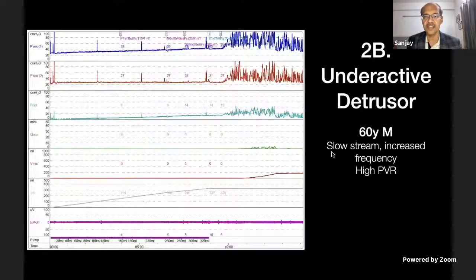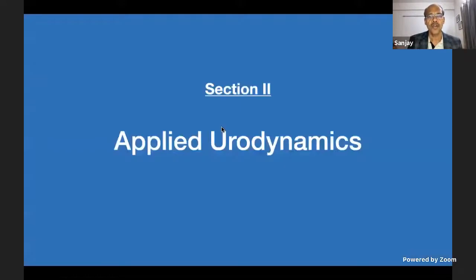And this, on the other hand, is a very poor detrusor contraction. So once the micturition command is given here, there's barely a contraction. You could even call this an acontractile detrusor. Most of these look like subtraction artifacts. So these are some of the cardinal findings that you could get in a patient in whom you do urodynamics. So now let's look at some of the applied urodynamic findings in certain conditions.